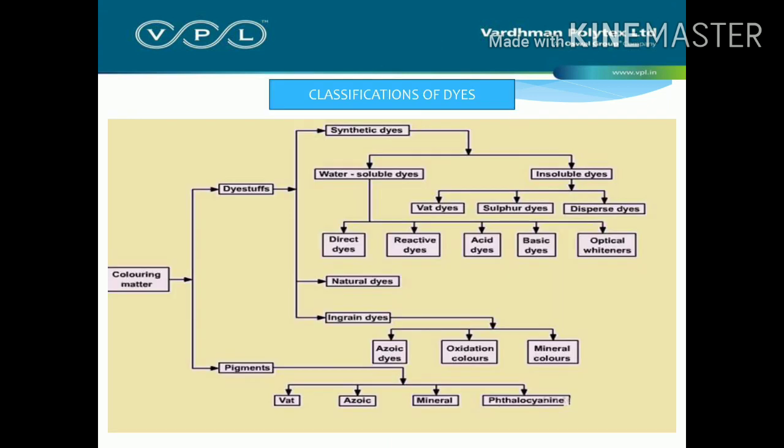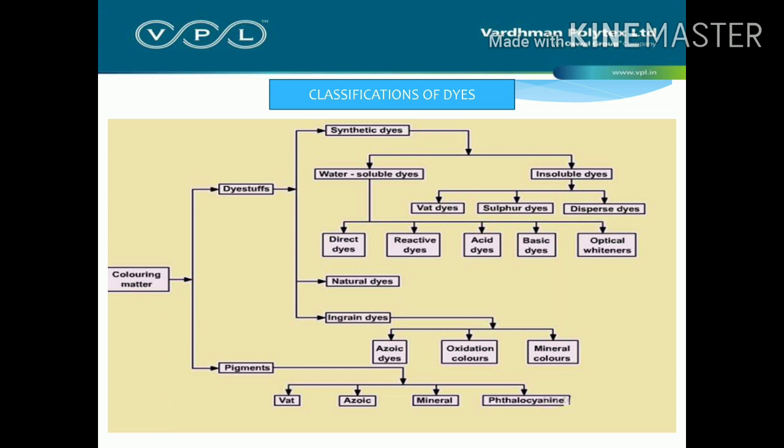The classification of dyes is shown in the chart. The coloring matter is categorized into dyestuff and pigment. Now the dyestuff is categorized into three types: synthetic, natural and ingrain dyes. And again synthetic dyes are categorized into two types: water soluble and water insoluble. Now we have five types of water soluble dyes: direct, reactive, acid, basic and optical whiteners. In our dye house we are using optical whiteners and reactive dyes of this category.